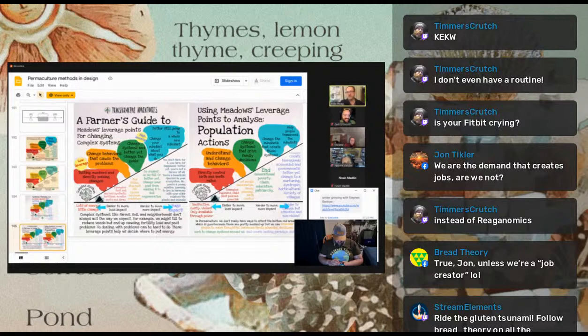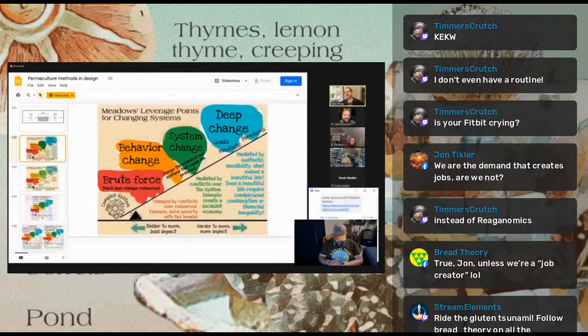Let's go back to here and let's talk together about water in the garden. So if we're thinking about watering the garden, what would be some examples of brute force methods we use to think about irrigation and watering the garden?